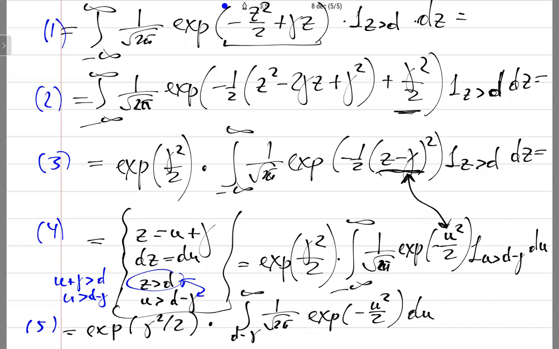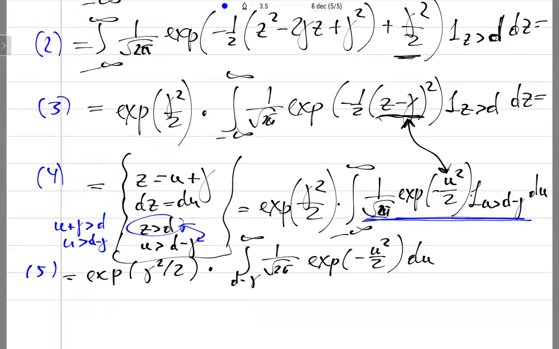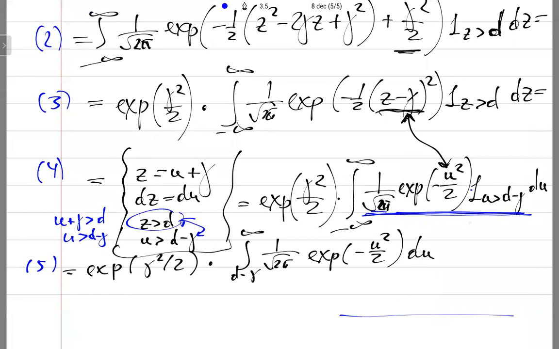Why did the limits of integration change? Now we have d minus gamma instead of minus infinity, because we integrate a function. What is this function really? How does it look? Let me draw it. It looks like this function. It will be zero until d minus gamma. So it's zero until d minus gamma, and then you have a part of the standard normal density function, and you are calculating that integral.